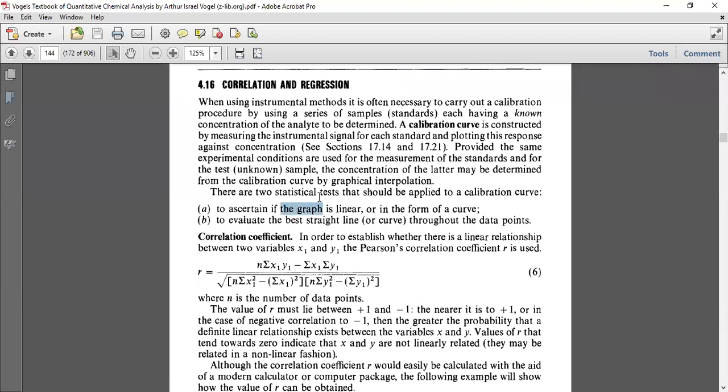So there are two statistical tests that should be applied to the calibration curve. For whatever graph we have plotted, we can apply two statistical parameters. The first is to ascertain if the graph is linear or in the form of a curve. That is called correlation. The second is to evaluate the best straight line or curve through the data points. That is called regression, linear regression.